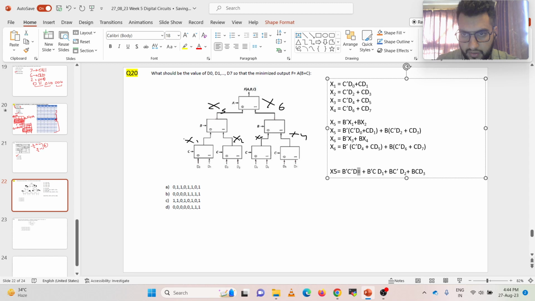You can check this. And similarly, your x6 will be equal to b bar c bar d4 plus b bar c d5 plus b c bar d6 plus b c d7.